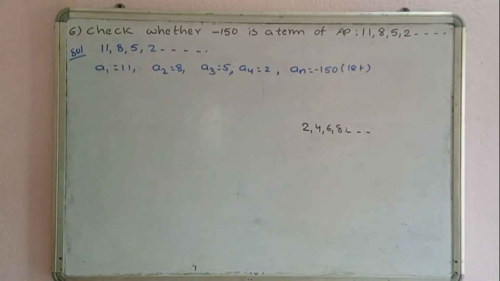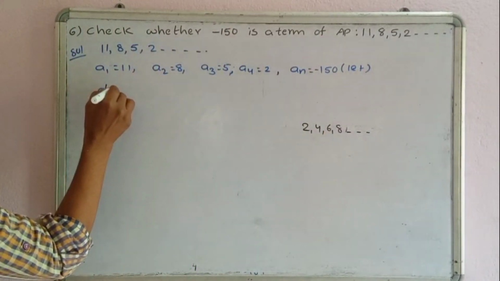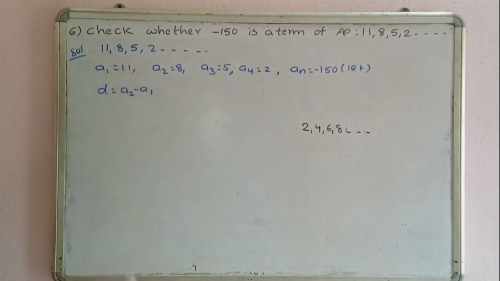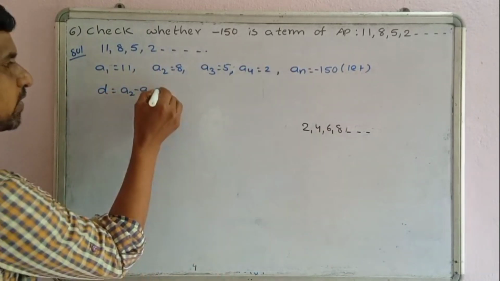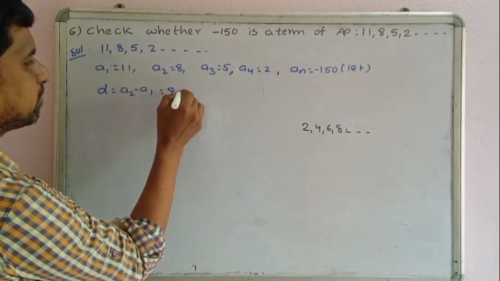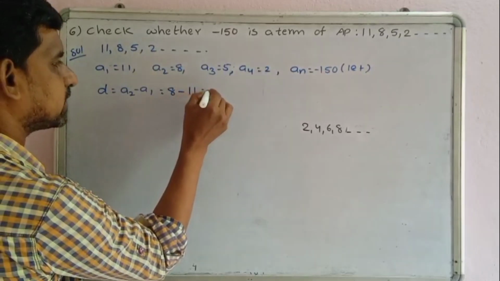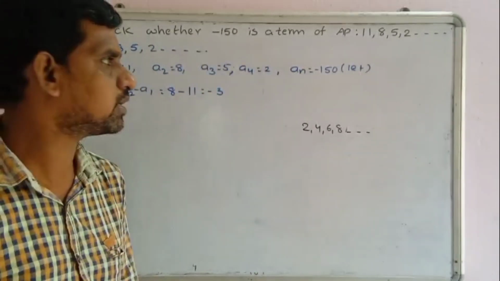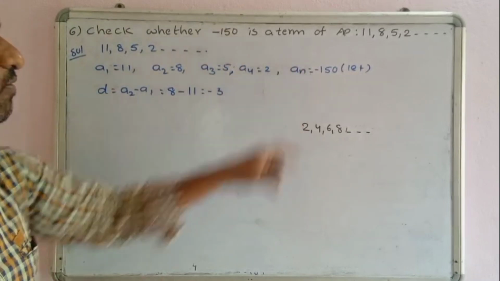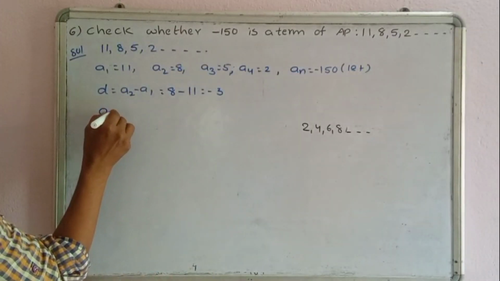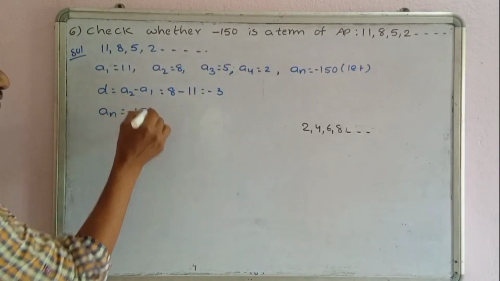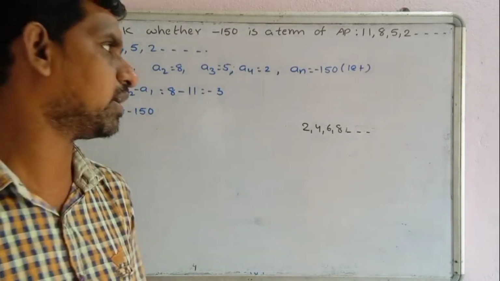Okay. So first find the common difference. D equals A2 minus A1. So what is the value of A2? 8 minus A1, which is 11. Yes. So minus 3. 8 minus 11 is minus 3. So what is the AN formula? AN value? AN equals minus 150.